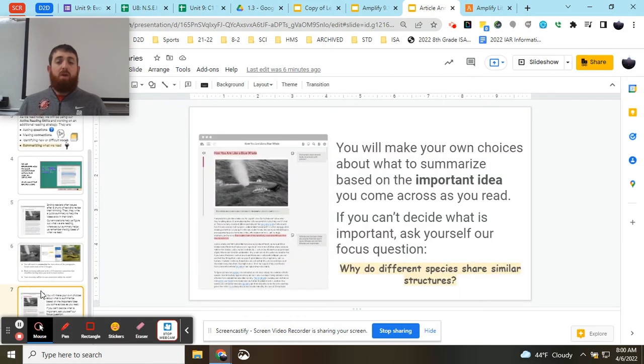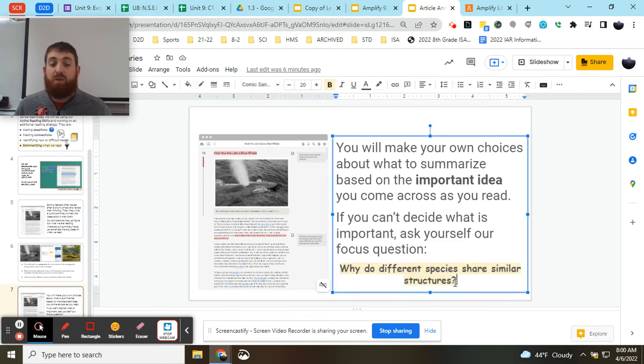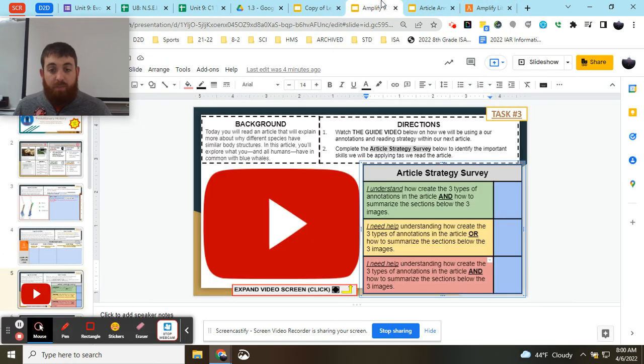So you'll need to make your own choices about what to summarize based on all the important information you come across as you read. If you can't decide what's important, ask yourself our focusing question. Why do different species share similar structures? If your summary focuses on answering this question based on what you read, you more than likely will have a great summary.